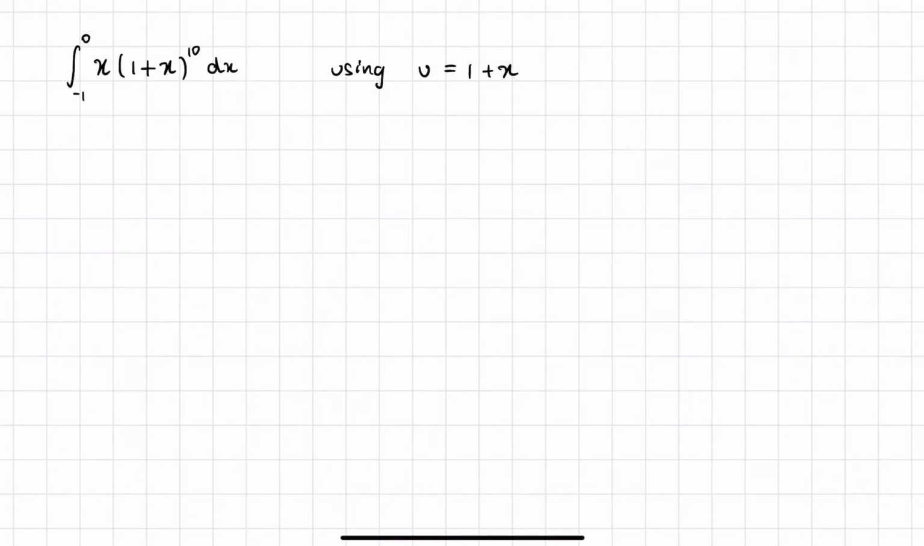Hey, what's up guys? So I'm going to show you how to do this integration question, which is a definite integrals question using U-substitution. So definite integral meaning just these values up here, so the upper and lower limit. Okay, so we're going to use this u equals 1 plus x substitution.